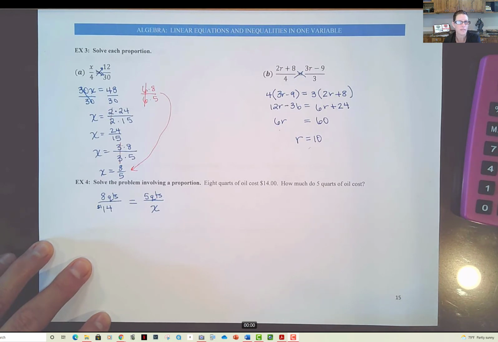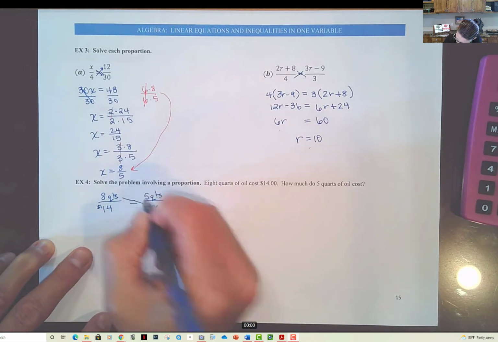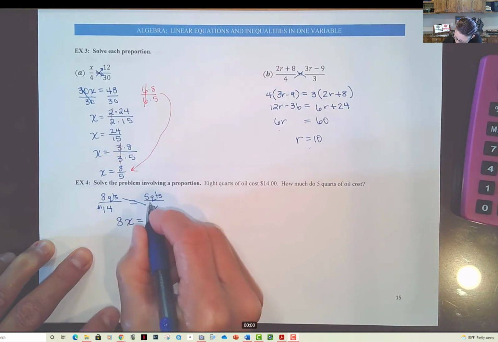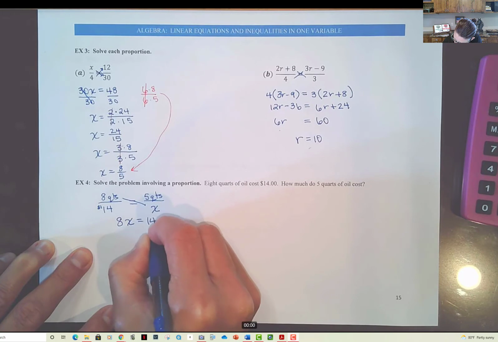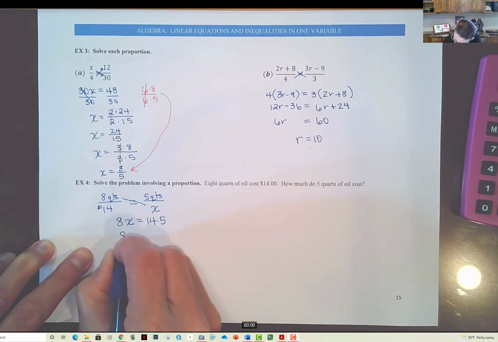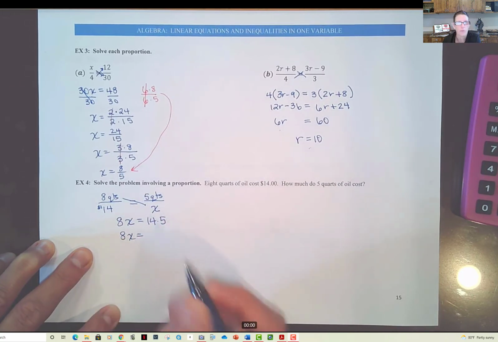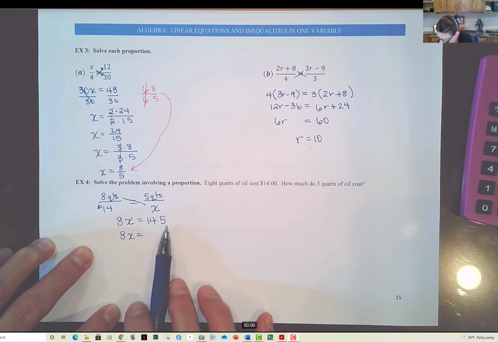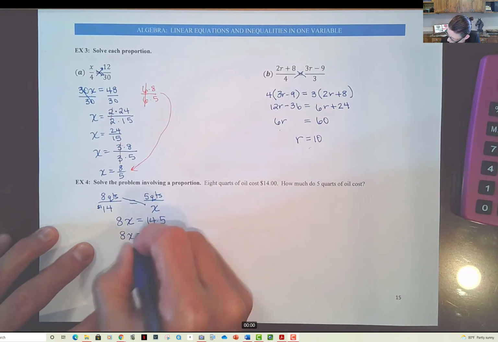Are there other ways to set up this proportion? Yep, but this is the most obvious, so I'm going to stick with it, okay? Now we're going to cross multiply and solve for x. 8 times x is equal to 14 times 5. And I've left my units out for now. I'm going to stick them back in here in a minute. Okay, 14 times 5, let's say 50 and 20 or 70.